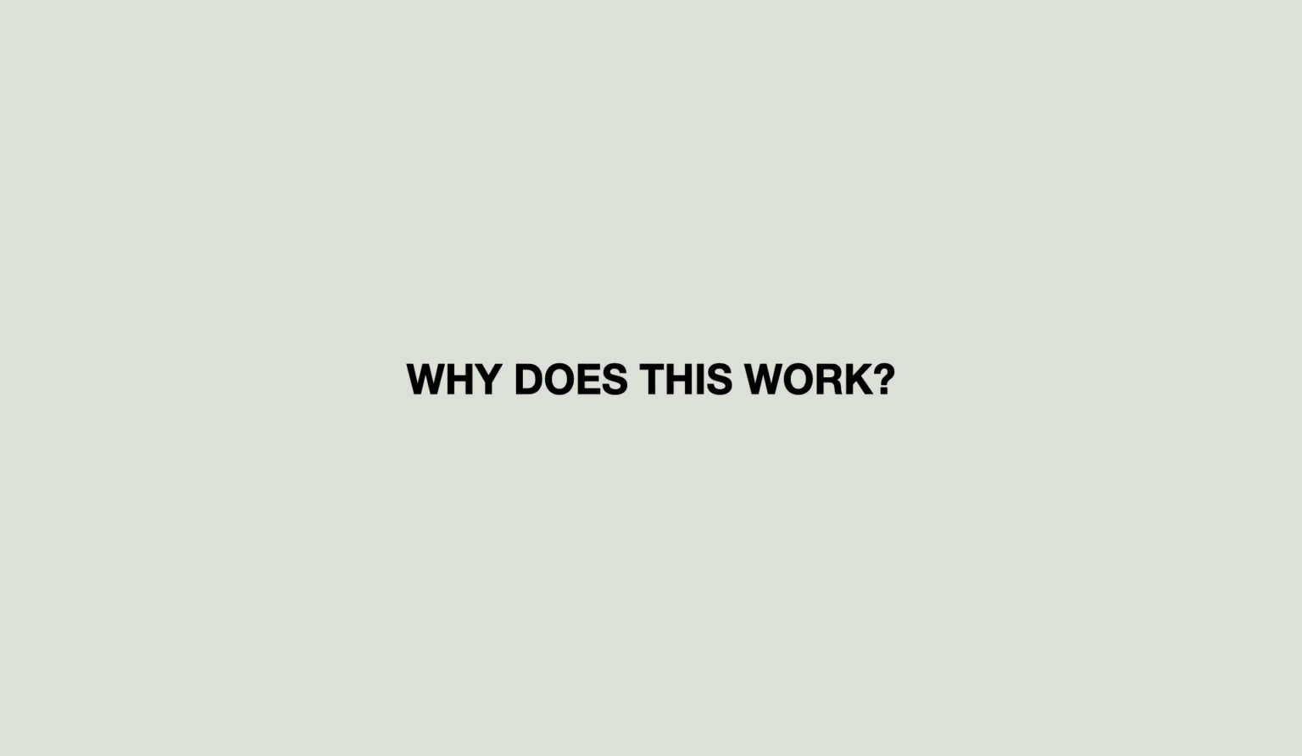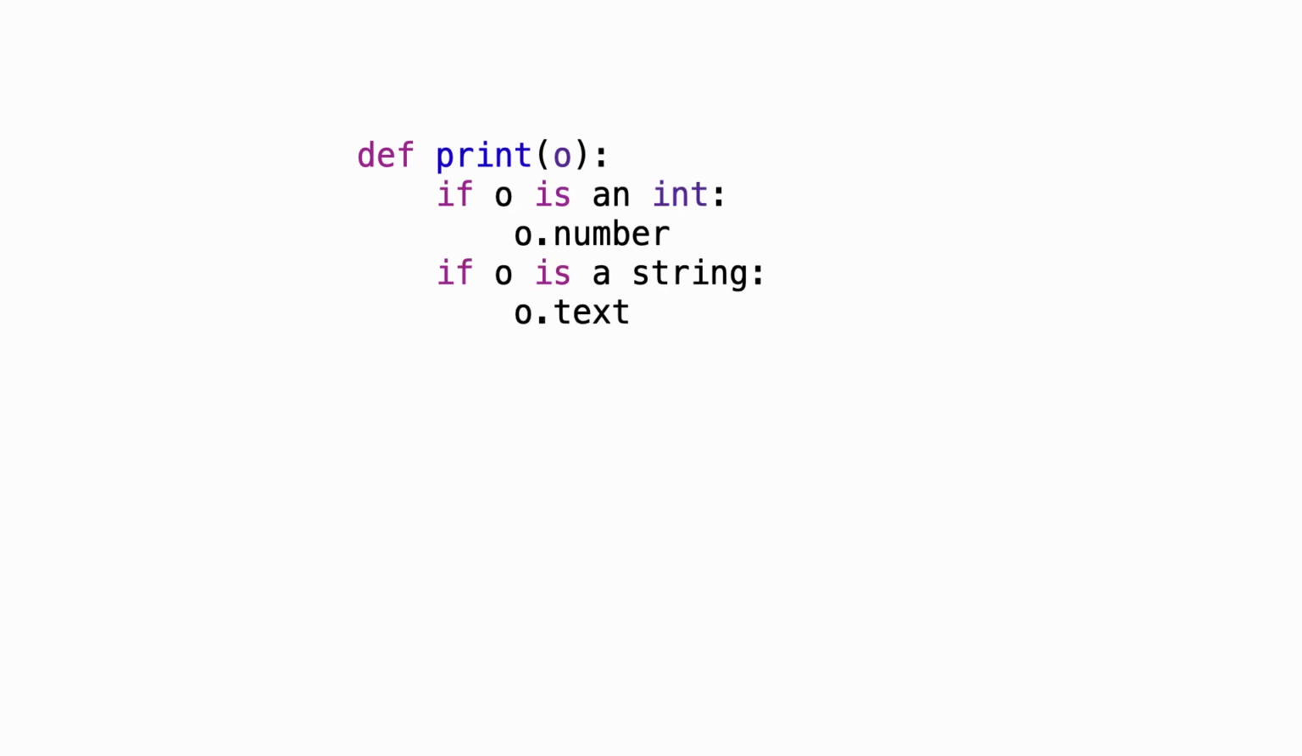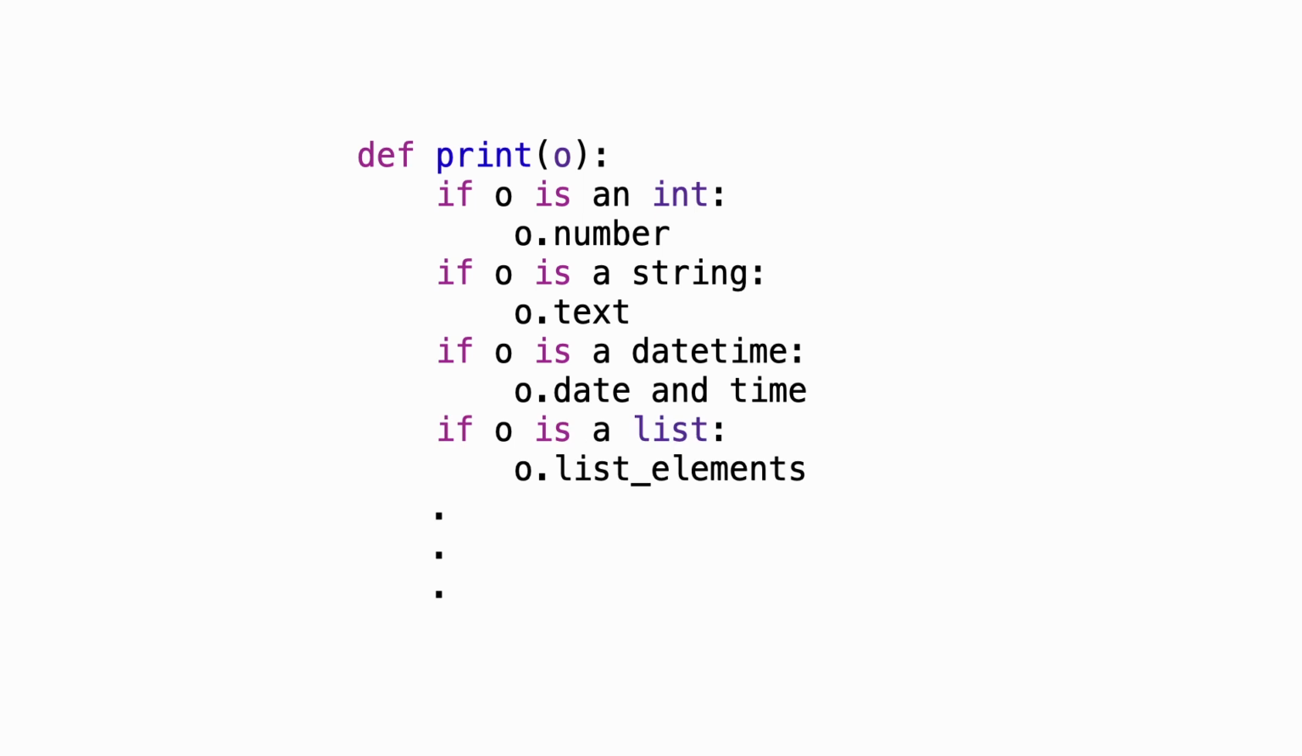How does the print function know what to print? Could the print function look something like this? If the object is an integer, use its number. If the object is a string, use its text. In case of a datetime, use the date and time, and so on for all the data types in Python.